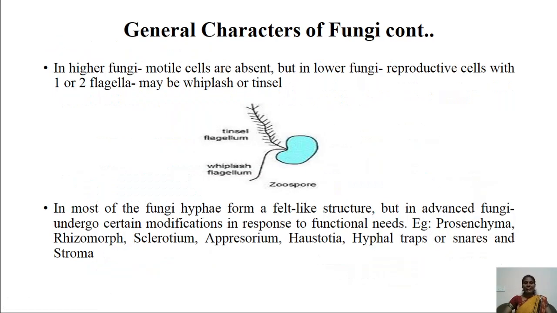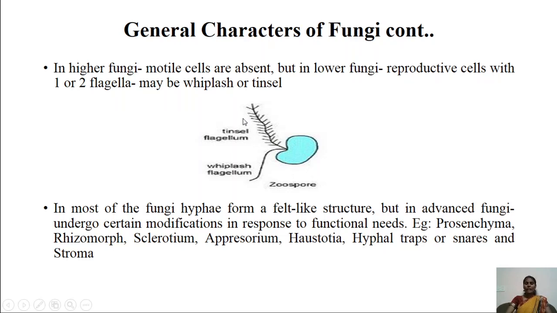Then, in the case of higher fungi, motile cells are absent. Motile cells means cells which are provided with locomotory organs. But in lower fungi, the reproductive cells like zoospores are provided with one or two flagella. Flagella are hair-like structures whose to-and-fro movement brings about locomotion in organisms. The flagella in fungi may be of two types, whiplash or tinsel. Whiplash flagellum is a thin, long, hair-like structure, whereas in the tinsel type, this thin filament is provided with small hair-like outgrowths on its surface.